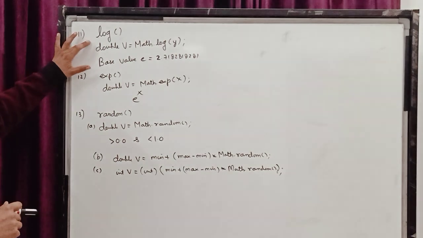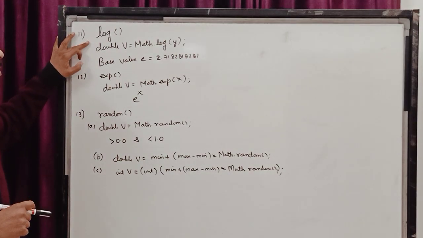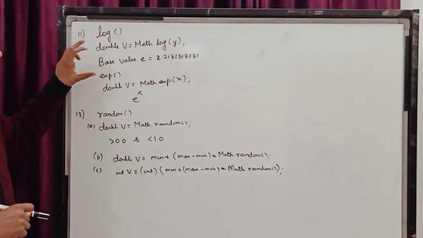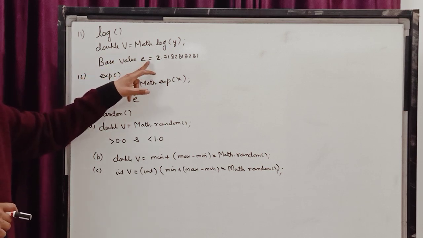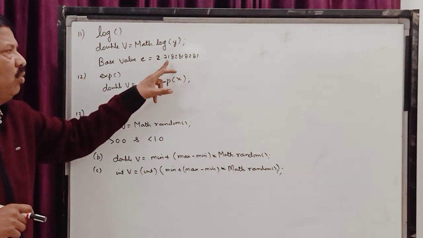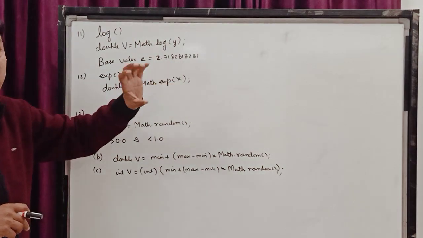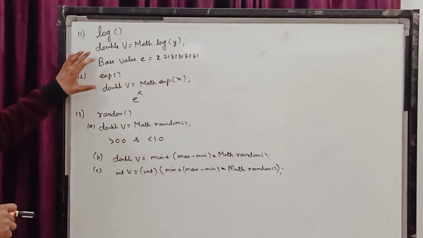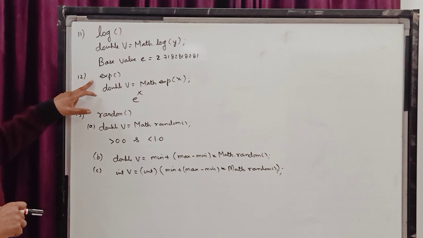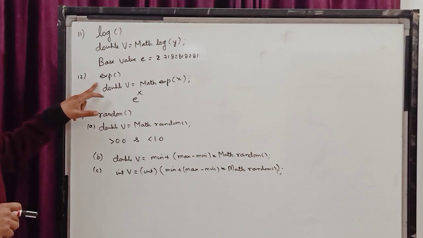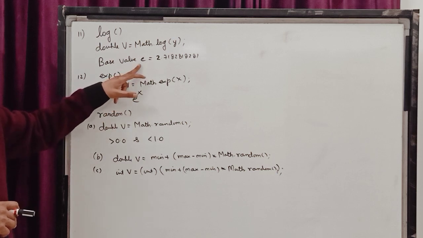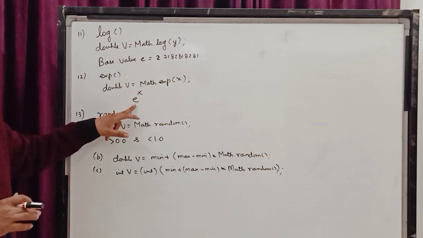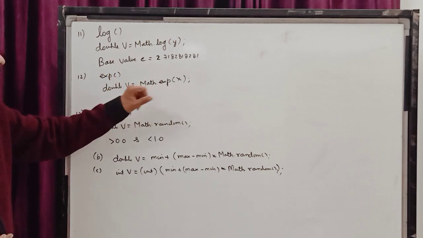So here log is finding out the natural logarithm of a number y, and the difference is that here the base value taken is small e, which is approximately equal to 2.718281 and not 10, and it is returning us a double value. Exp is used to find out the value e raised to the power of x, where e is this base value, so we say that it is giving us the anti-log of the number x.